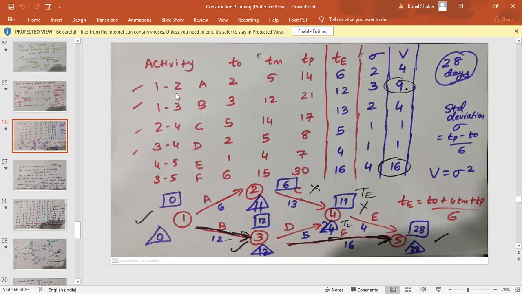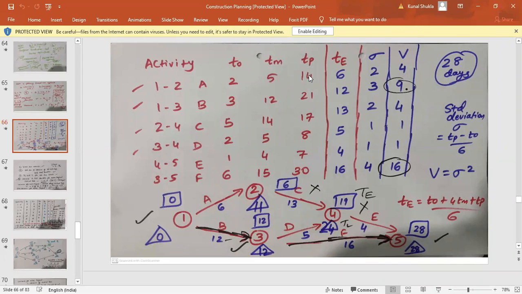The activities given to you are 1-2, 1-3, 2-4, 3-4, 4-5 and 3-5. So you can see how the network is formed. 1-2 and 1-3 go in two different directions, and 2-4 and 3-4 mean they join like this. Then we have 3 to 5 and 4 to 5. So your project network ends at node number 5.